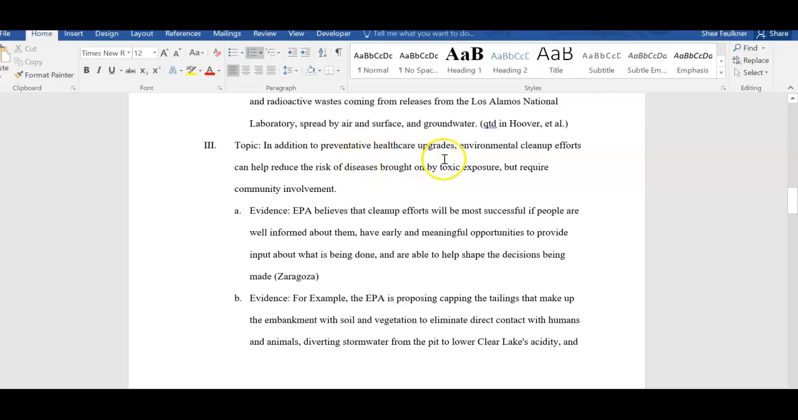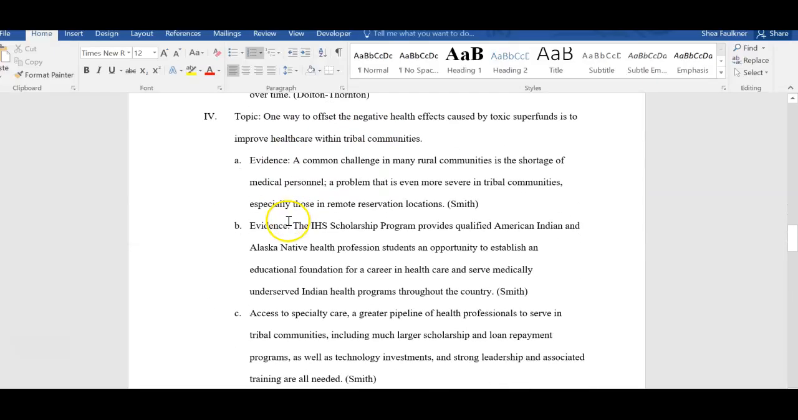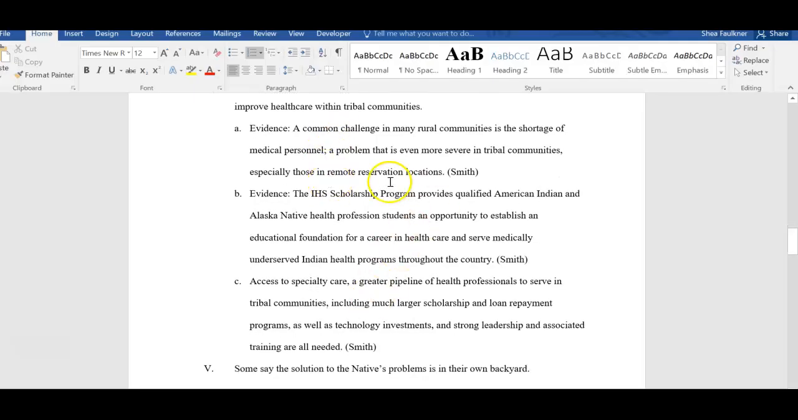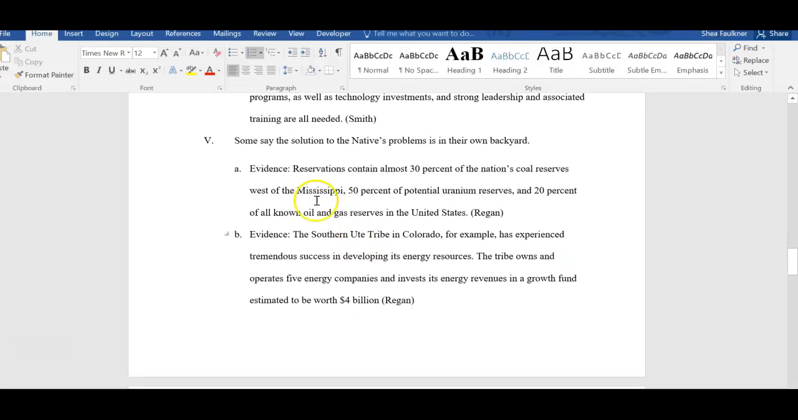In addition to preventative healthcare upgrades, environmental cleanup efforts can help reduce the risk of disease brought on by toxic exposure. So he's telling us things that can be done to help this situation. His next topic sentence, one way to offset negative health effects caused by toxic superfunds is to improve healthcare. Again, he's providing a call to action or solutions that are available. He provides his research and tells us which source it comes from.